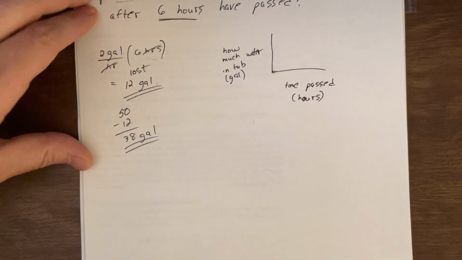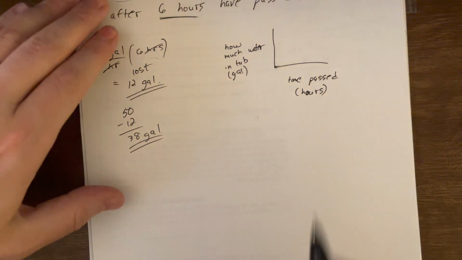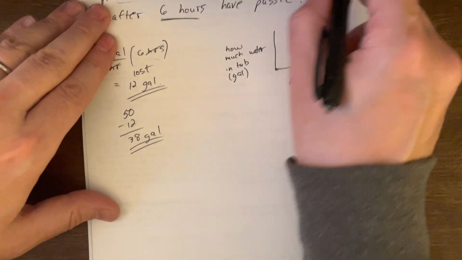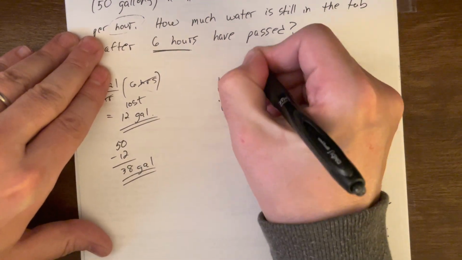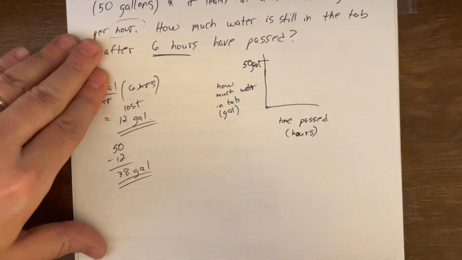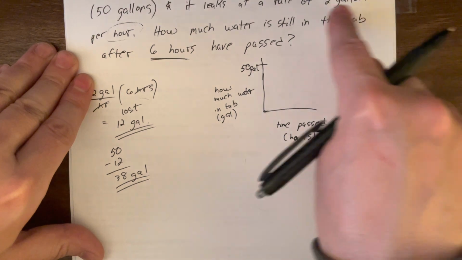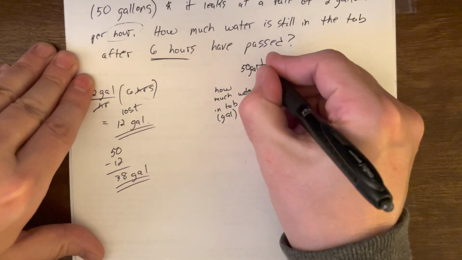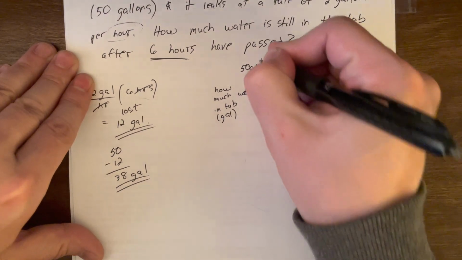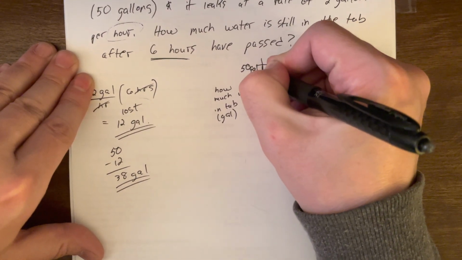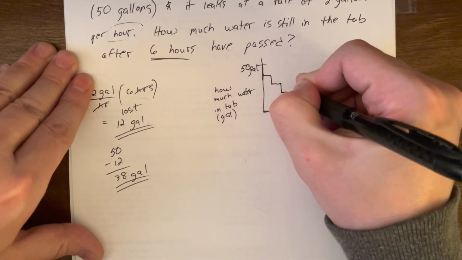Another option is to think about making the graph, just like they did with the elevation. To think about that, we started with a full bathtub. So we'd start up here with 50 gallons of water in the tub. But now look at my rate. I'm going down 2 gallons for every 1 hour that has passed. So every 1 hour, I've got to go down 2 over 1, down 2 over 1, down 2 over 1.